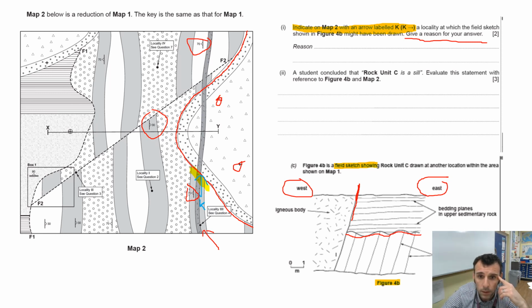And the second part is a student concluded that rock unit C is a sill. So we've got to identify, is that a sill or not? What is a sill? Do we agree with it? Look at this section here. It's going to be absolutely key to working that out. And then check it against the mark scheme. What do you think, based on the orientation of that igneous body, which is rock unit C, and the rest of the surrounding rocks? So good luck, and then check your answer.